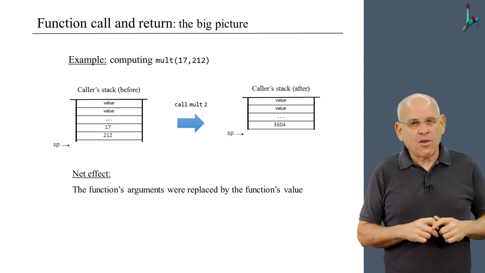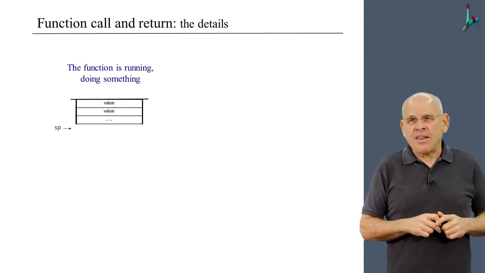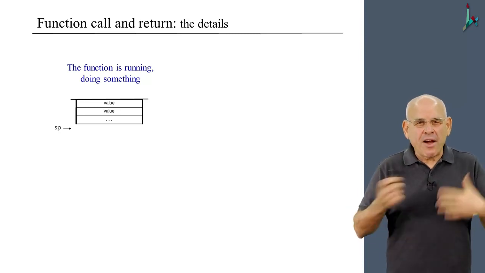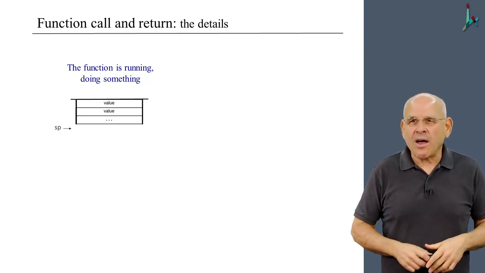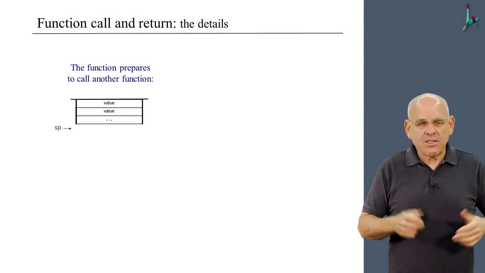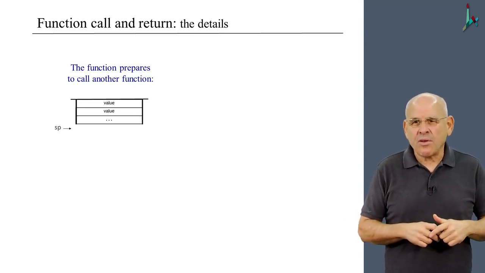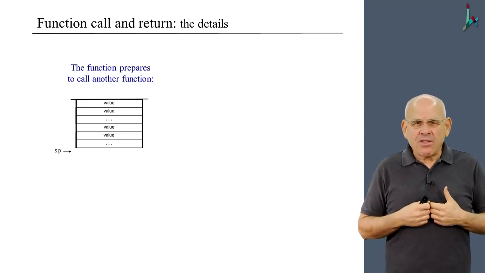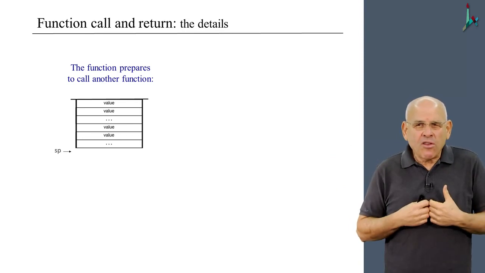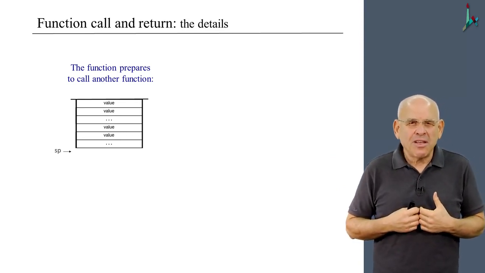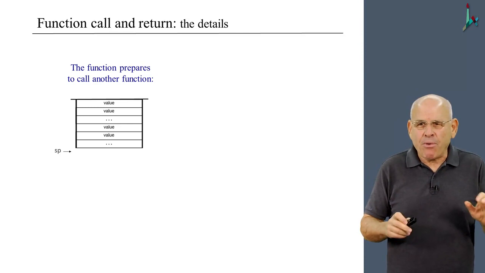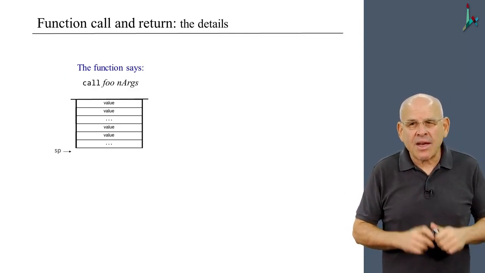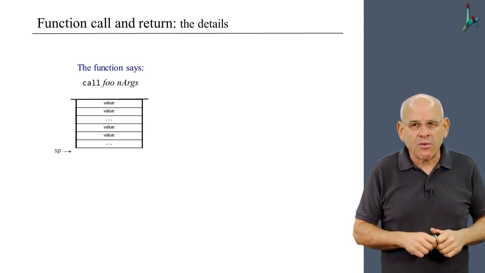And now to the gory details. The function is running, doing something, right? So at some point, it prepares to call another function. So it pushes some values, right? Now, if I'm the implementation which is doing all this, I don't really know that the function is preparing to do anything. But at some point, the function says, call foo n-args. Okay, and n-args is the number of arguments that were pushed onto the stack.